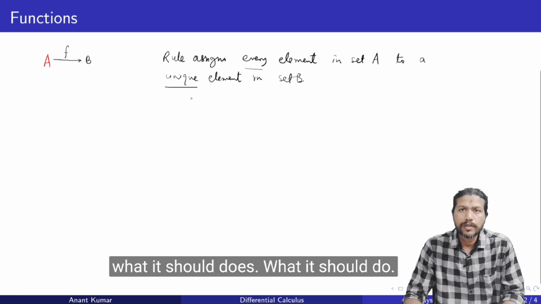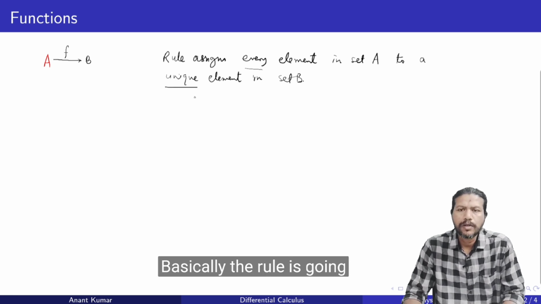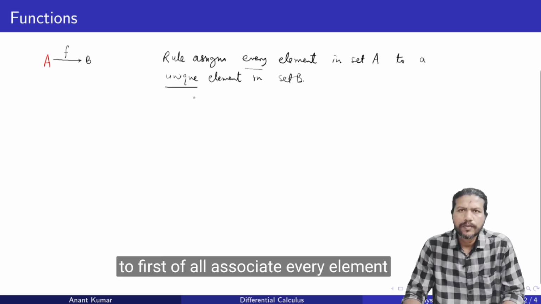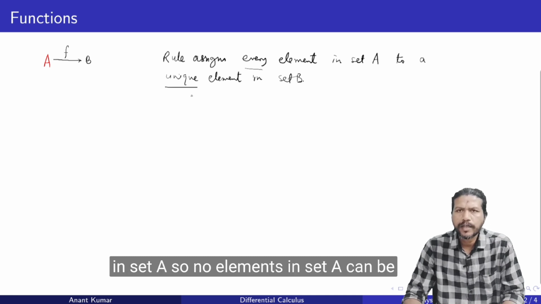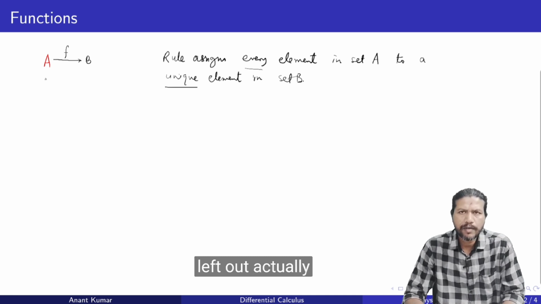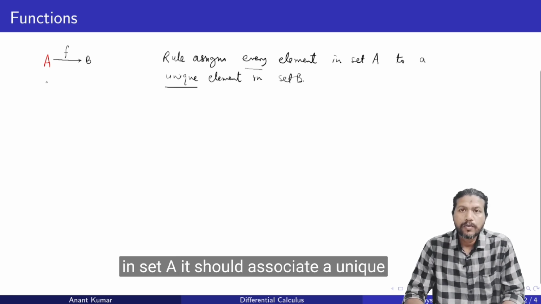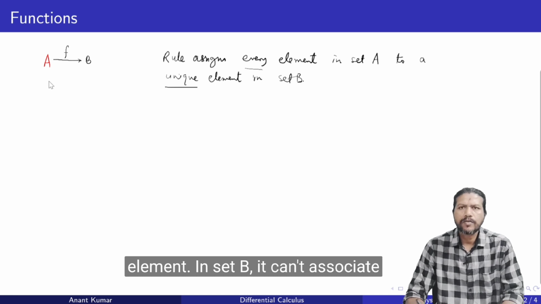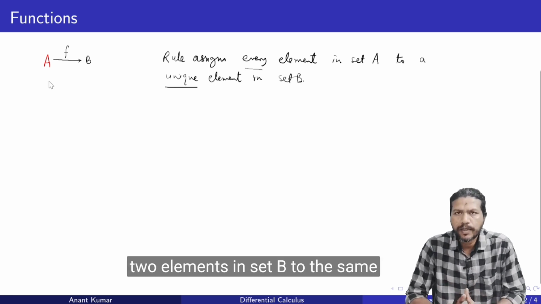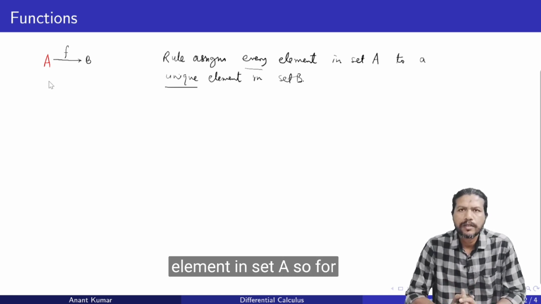So the rule is going to first of all associate every element in set A. No element in set A can be left out, and to every element in set A, it should associate a unique element in set B. It can't associate two elements in set B to the same element in set A.